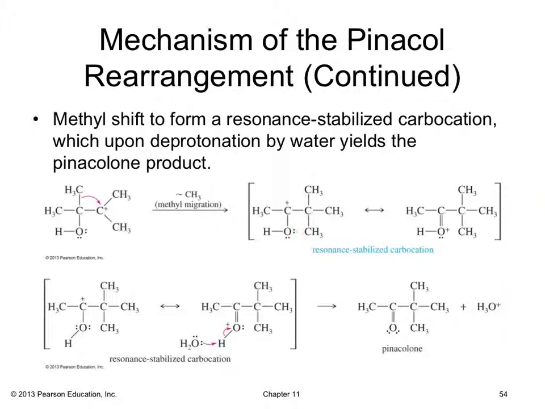So then electrons will come down. Now the positive charge resides on the oxygen. Now once you form this resonance stabilized carbocation, you're going to have water or HSO4 minus come pluck off that hydrogen and put the electrons to the charge, forming the pinacolone, and then protonated water.